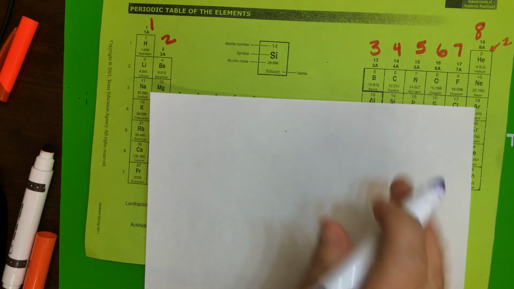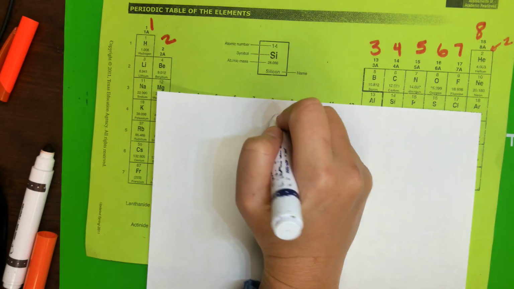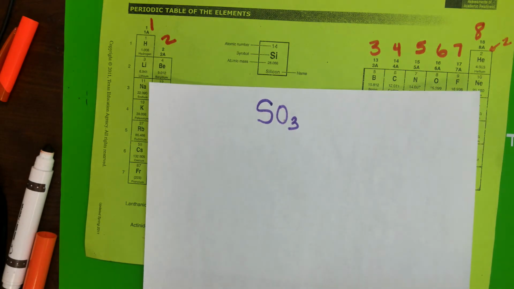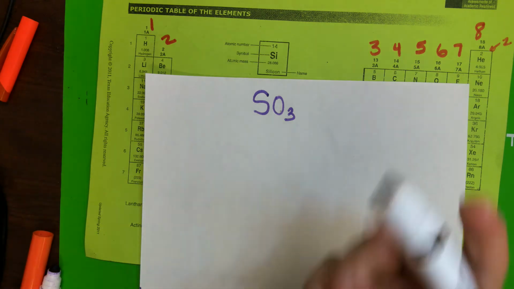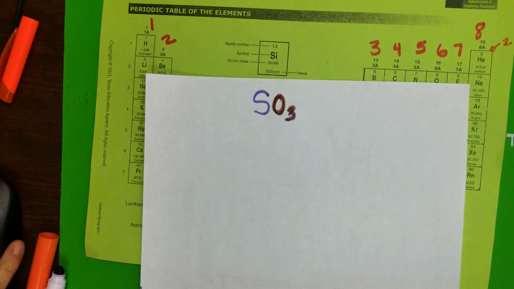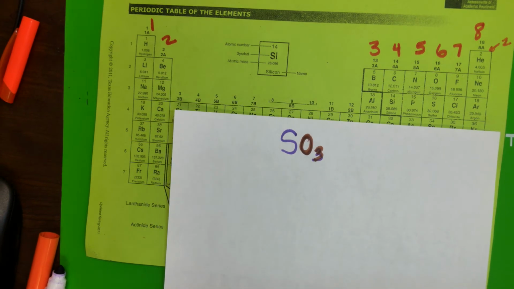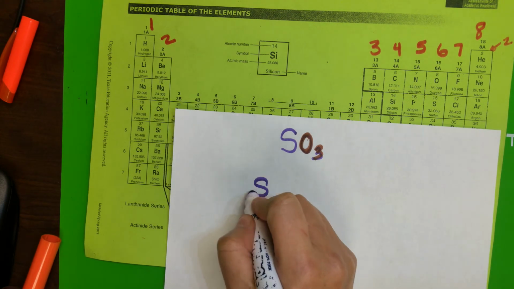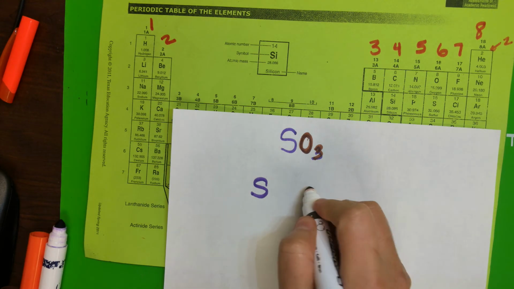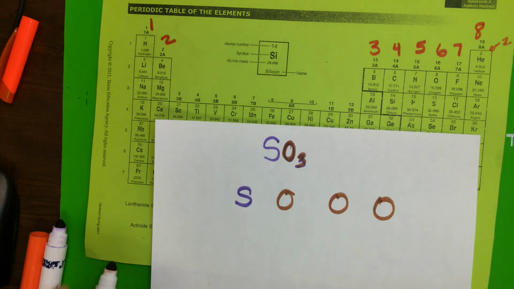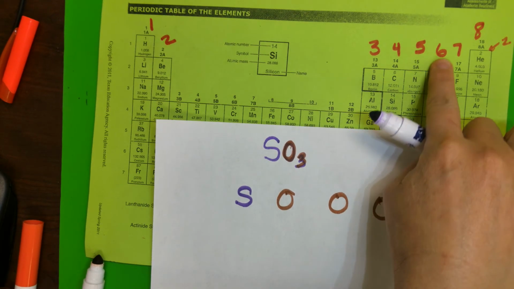So let's do sulfur trioxide. I'll go ahead and use oxygen as 3. Now we're going to draw them out. Sulfur is just how many? Just 1. It's just 1 sulfur. And then it has 3 oxygens: 1, 2, 3. Sulfur has 6 valence electrons.